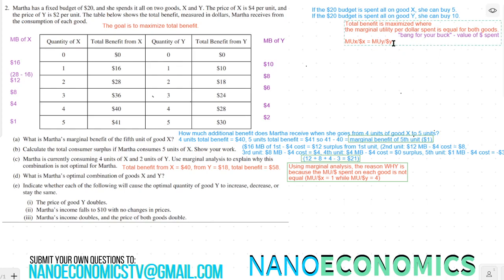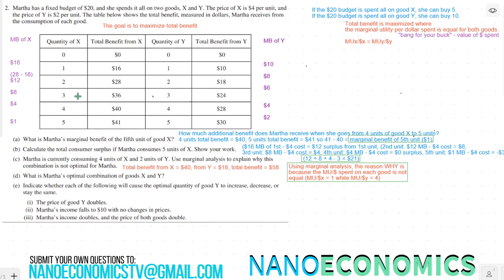Or we could use the maximization rule, and in this case it's where the marginal benefit or marginal utility of spending money on good X is equal to the additional benefit or the marginal benefit of spending money on good Y. So for example, if we were to buy 3 units of good X, we're going to spend $12 because good X costs $4 each. 3 times 4 is $12. Now we've got a remaining budget of $8.